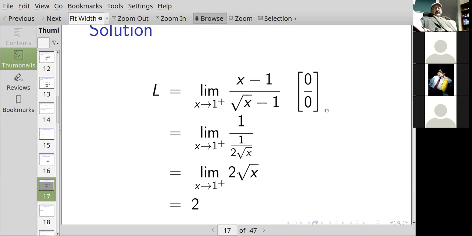Okay, and then if we apply L'Hopital's rule, limit as x goes to 1 from the right, the derivative of x minus 1 is 1, and the derivative of root x minus 1 is 1 over twice root x. Replace the numerator by its derivative, replace the denominator by its derivative. Now we've got 1 over something, so we get twice root x. That's something you can do by substitution. You put in x is equal to 1, twice the root of 1 is equal to 2. So any questions about that?